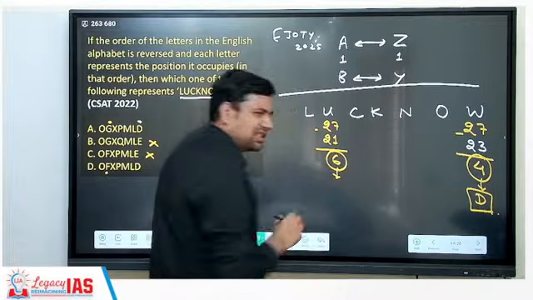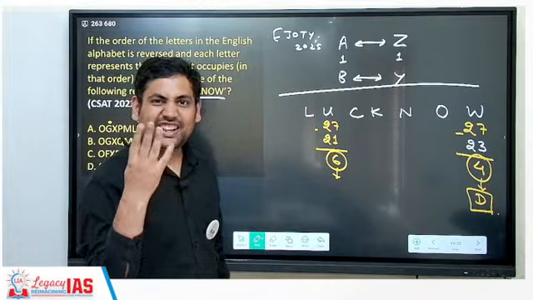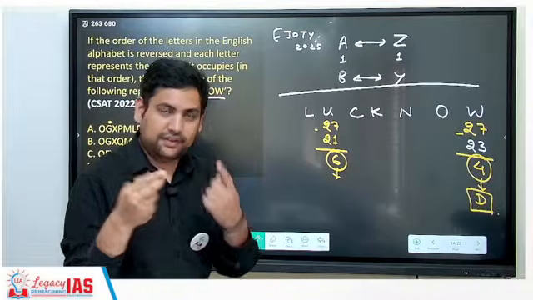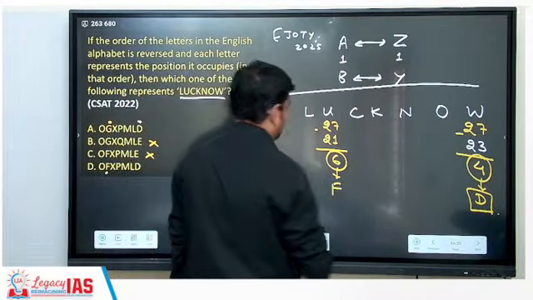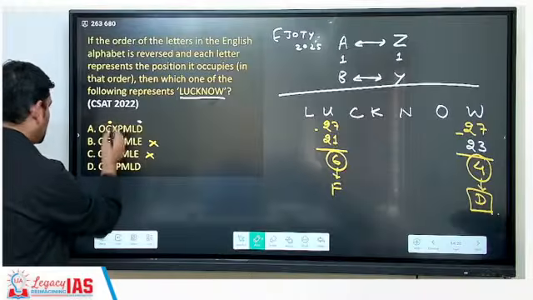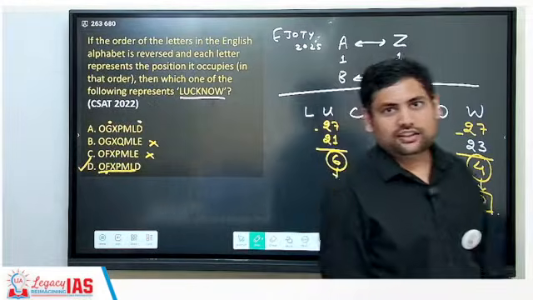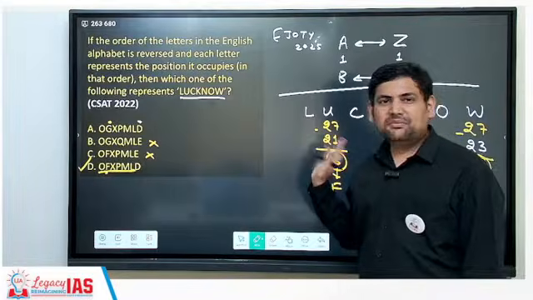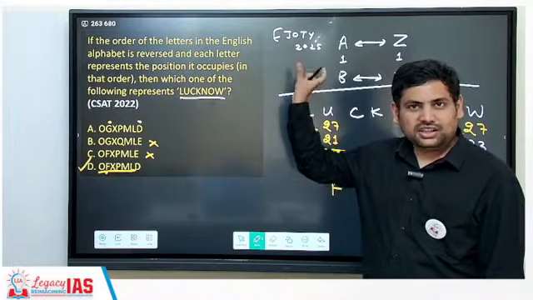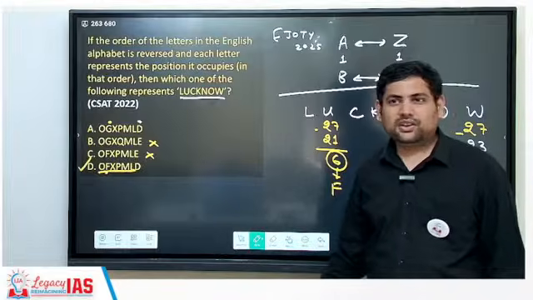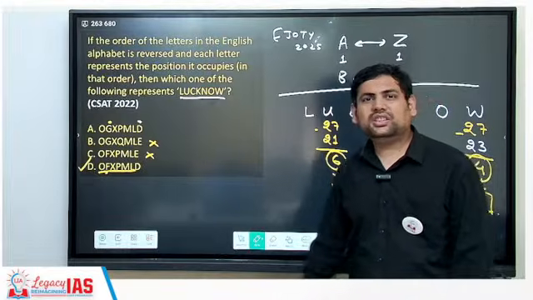Which is the sixth letter? A, B, C, D, E, F. Sixth letter is F. So answer here becomes what? Answer becomes D, O, F, X, P, L, D. Understood? Some people tell you that you have to remember that series of pairs, there is some mnemonic for it. If you want, you can, but it is not needed at all.